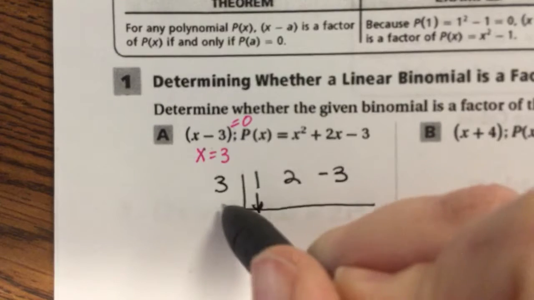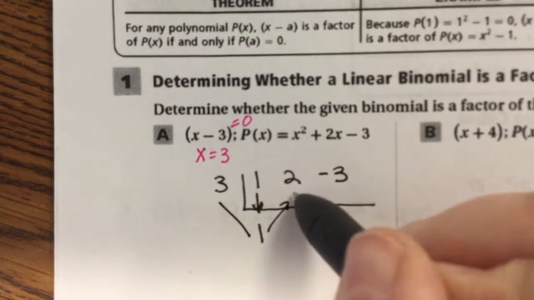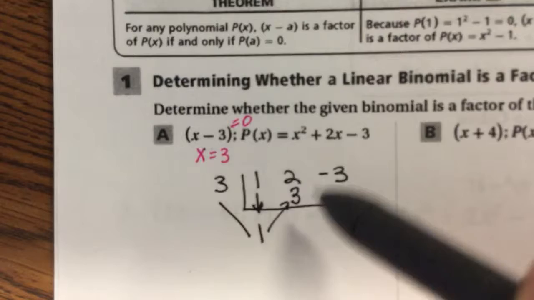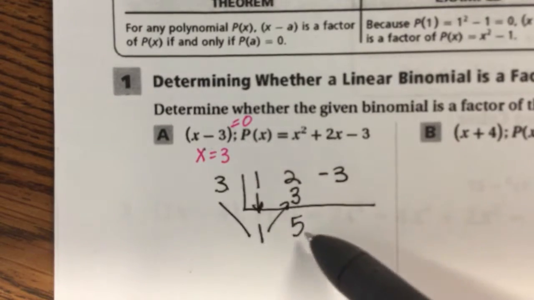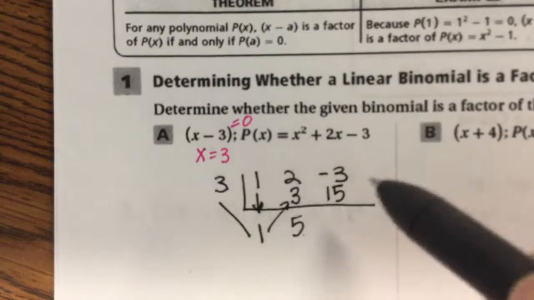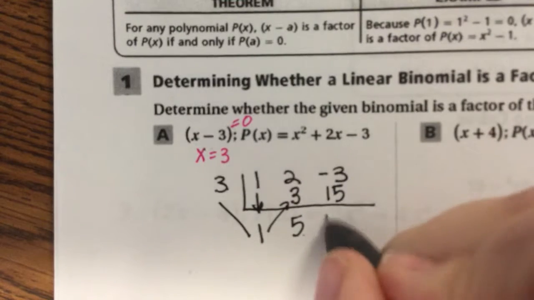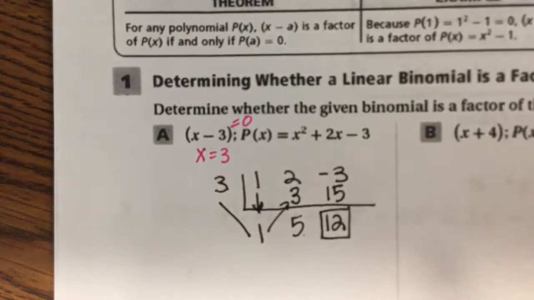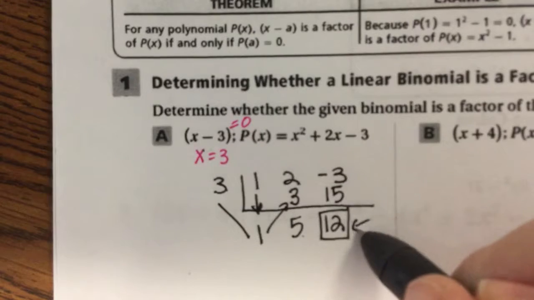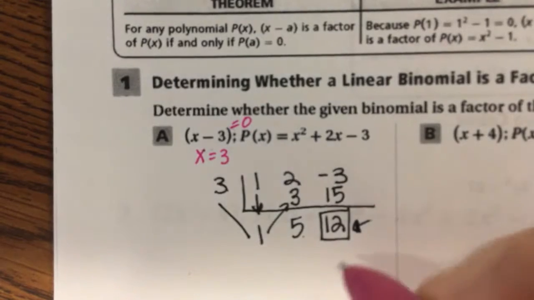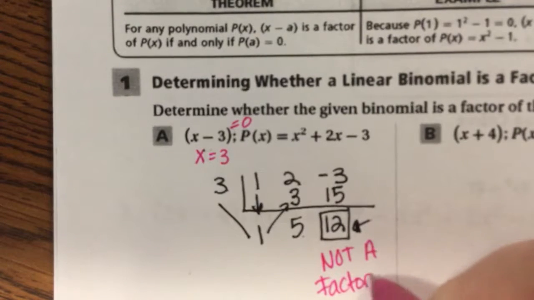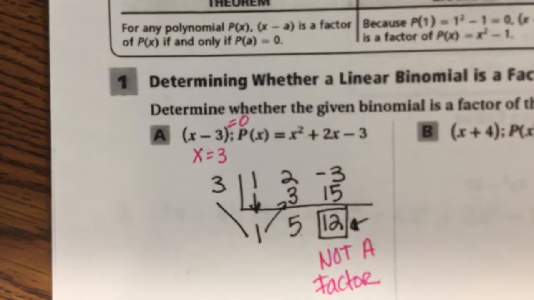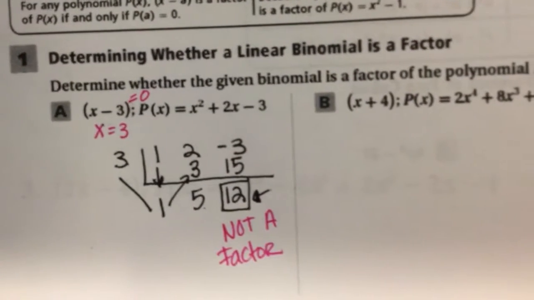We're going to drop the 1 down. 3 times 1 goes here, 3. We're going to add down the columns. 2 plus 3 is 5. Now we're going to do 3 times 5, which is 15. We're adding down, so 15 minus 3 is going to be 12. If we get a remainder, then we say this is not a factor. So since I have a remainder, I say not a factor. This is no different than what we've been doing. Okay, so let's go to the next one.